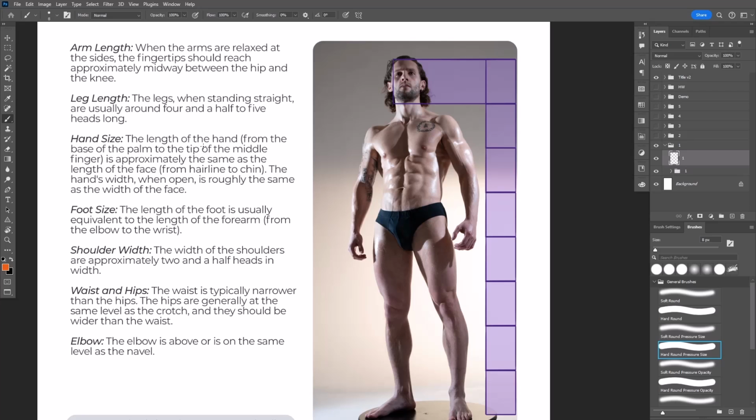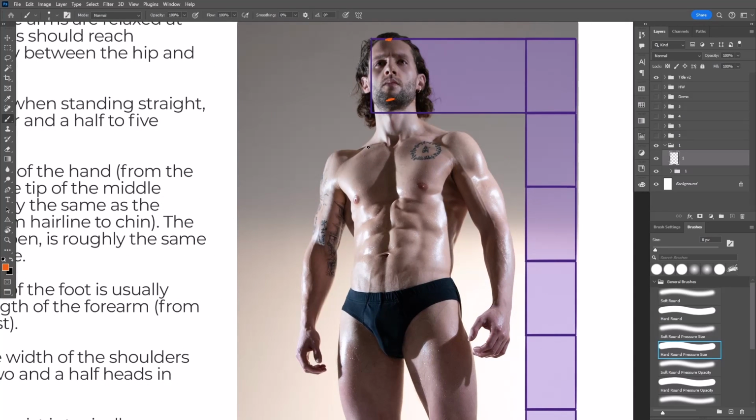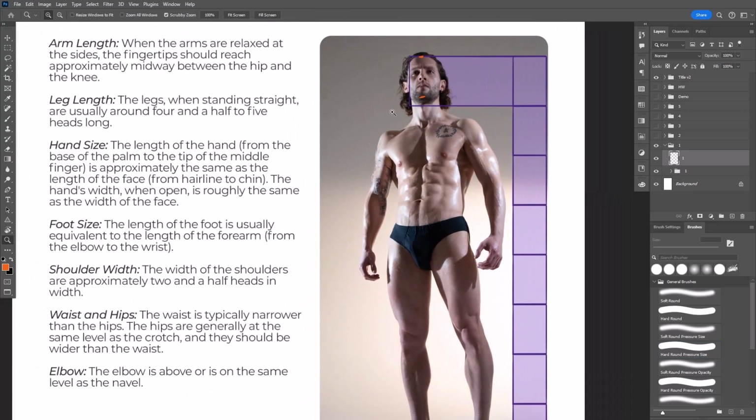Hand size. The length of the hand from the base of the palm to the tip of the middle finger is approximately the same as the length of the face from hairline to chin. So that would be from here to here. If you were to put your own hand on your face right now, it will usually cover the whole face, roughly, right? The hand's width when open is roughly the same as the width of the face as well. So if you were to stretch out your fingers and cover your face with your own hand, the whole hand will cover the whole face approximately.